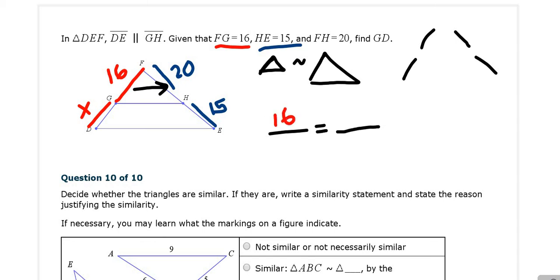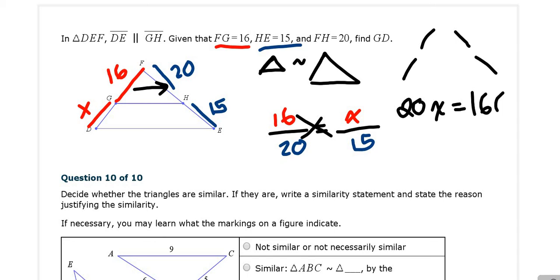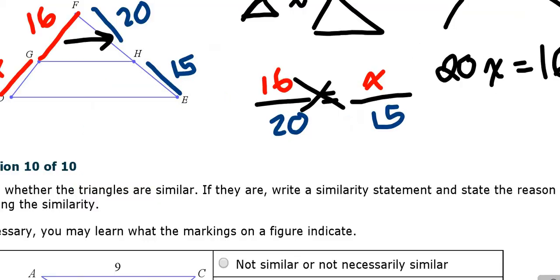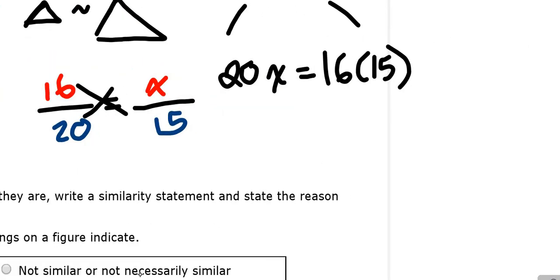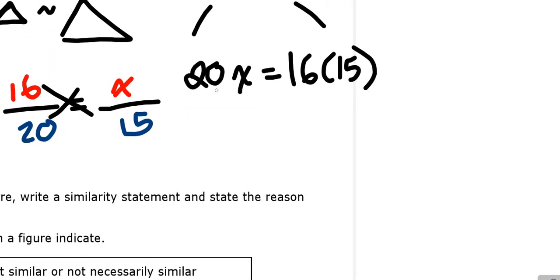16 over 20 equals x over 15. Cross multiply. Super important. You do not need to multiply that 16 and 15 out. Let me show you my little trick. The key to multiplying is not multiplying, it's factoring. So we're going to divide out the 20, and then I factor it down.